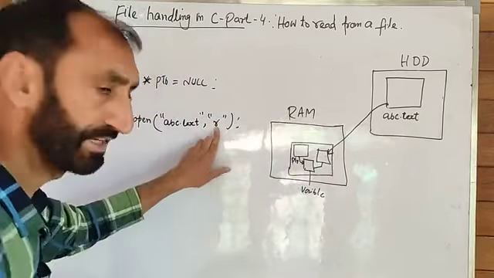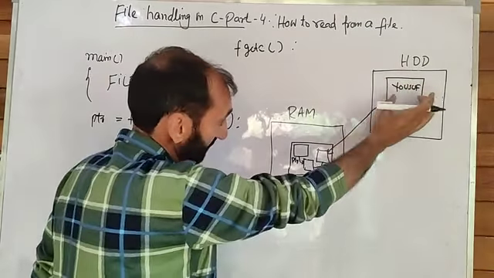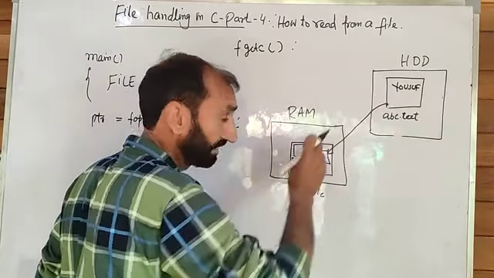First of all, we will check if the file exists or not. If the file exists, then we will read that file. Otherwise, we could not read the contents of that file. If the file does not exist there, how can we read its contents? So, first of all, we should check if the file exists in the hard disk or not. How can we check?